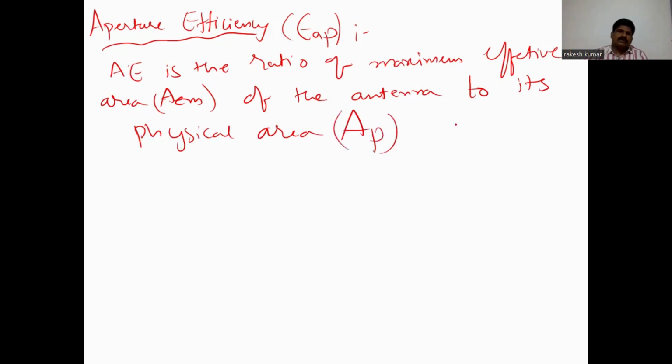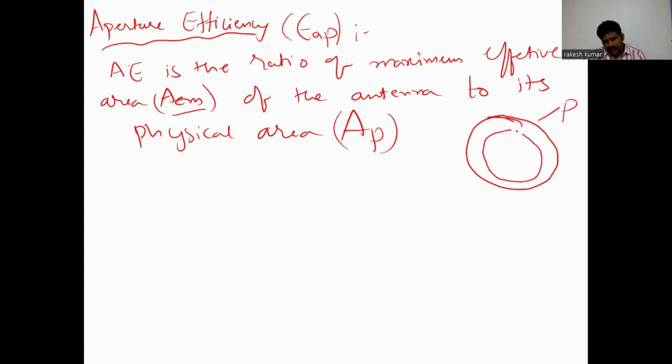AP denotes the physical area and AEM denotes the effective aperture. For example, this is my overall physical area. In this, only this portion is effectively utilized for transmitting or receiving the electromagnetic waves. So this one we call the effective area and this one is the physical area. Which one is more? Always the physical area is more when compared to the effective area.